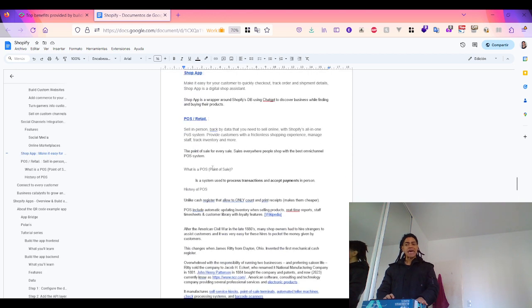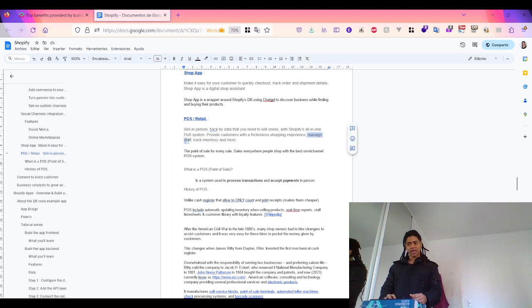And recently now, I'm looking at the POS in retail. POS allows you to sell in person, backed with the data that you need to sell online. With the Shopify all-in-one POS system, you provide customers a frictionless shopping experience, manage staff, which is important, track inventory and more.